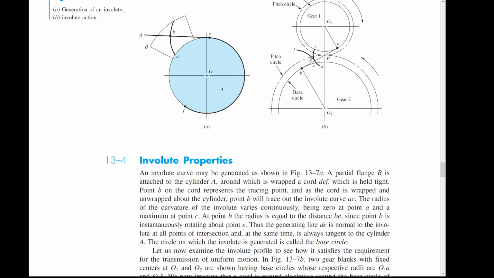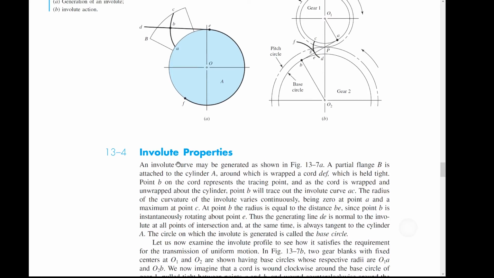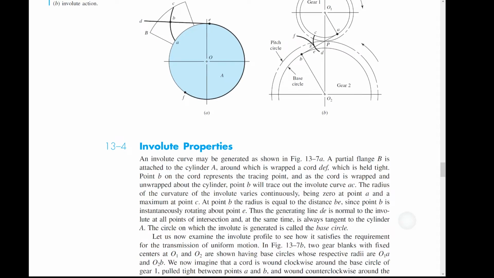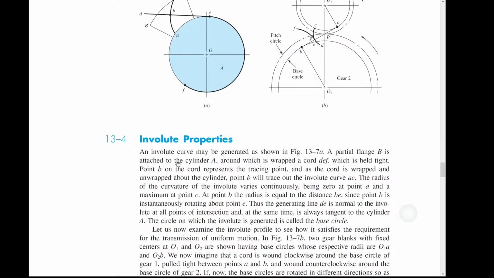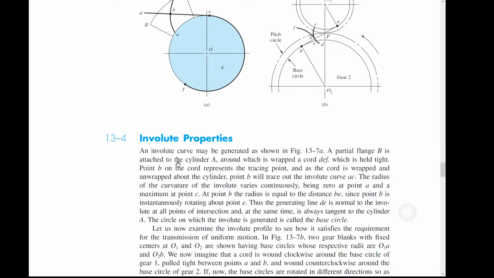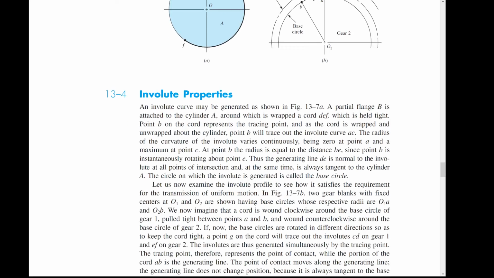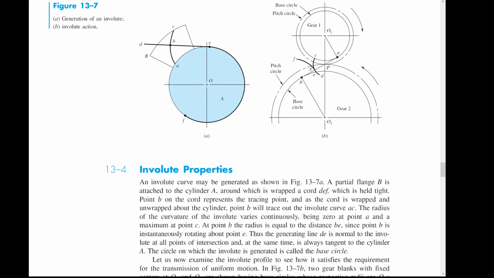Okay, I think I get it. Partial flange B is attached to cylinder A, around which is wrapped the cord DEF, which is held tight. Point B on the cord represents the tracing point. As the cord is wrapped and unwrapped around the cylinder, point B will trace out the involute curve arc. The radius of curvature of the involute varies continuously, being 0 at point A and a maximum at point C.